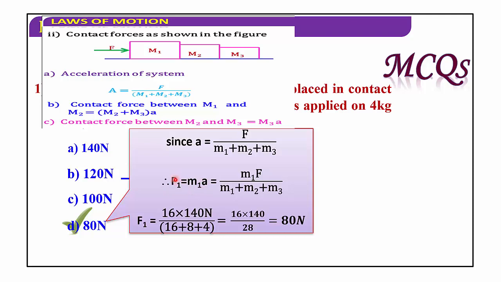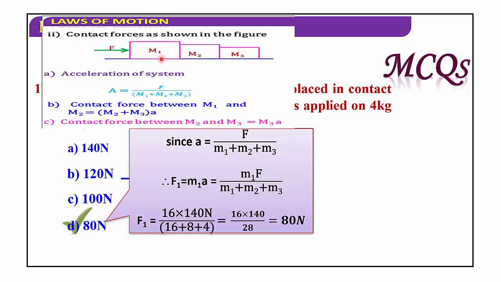Right? Or you can take it as F dash. F dash equal to M dash into A, or M1 into A. Then you can multiply here. A value we already know. Multiply M1 into F. Remaining keep as it is. So F1 is equal to, let us multiply M1, means last object, that is 16 into 140 Newton divided by 16 plus 8 plus 4. We got 80 Newton. Remember, we know acceleration formula. F equal to ma. Let us multiply m here. You will get the answer 80 Newton.